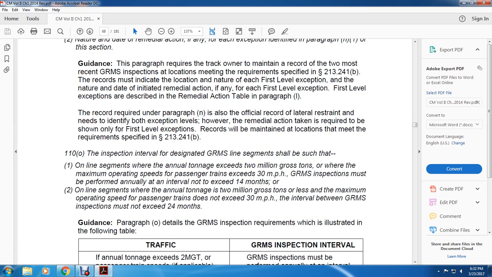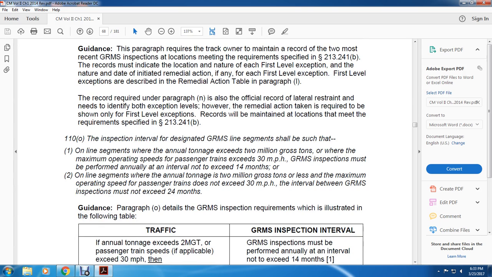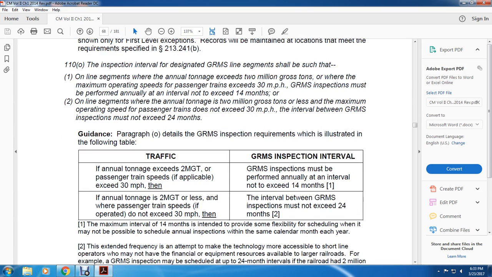213.110(o). The inspection interval designated with the gauge resistant measurement system on line segments shall be such that on segments with annual tonnage exceeding 2 million gross tons, or where the maximum operating speed of the passenger train exceeds 30 miles an hour, gauge resistant measurement system inspection must be performed annually at an interval not exceeding 14 months. On line segments where annual tonnage is less than 2 million gross tons and the maximum operating speed of passenger trains does not exceed 30 miles an hour, the interval between gauge resistant measurement system inspections must not exceed 24 months.